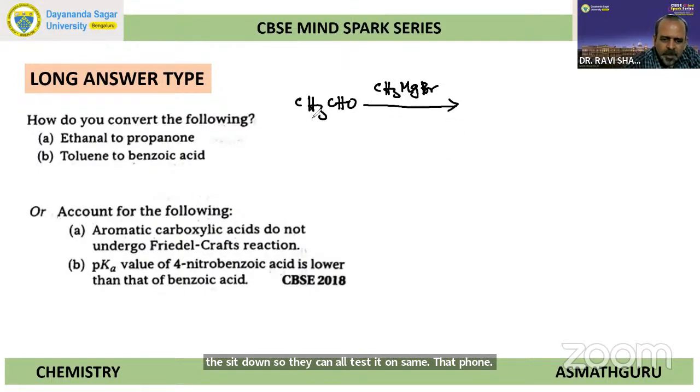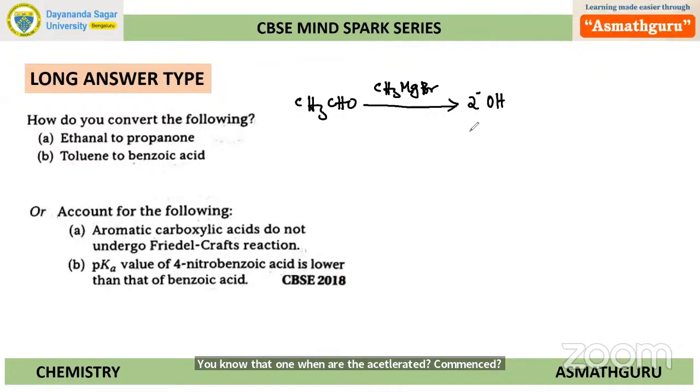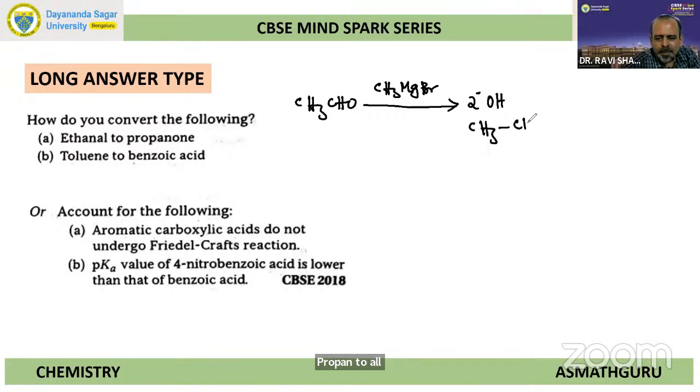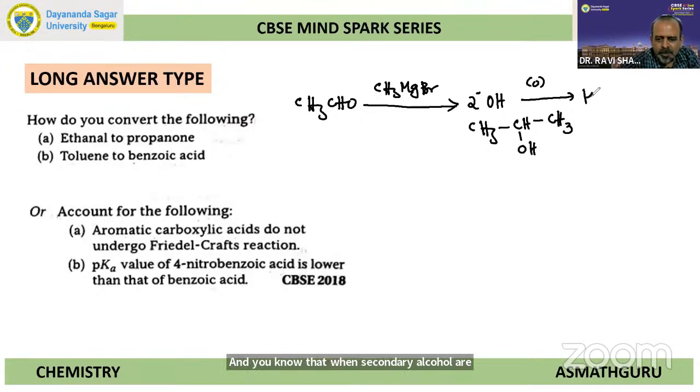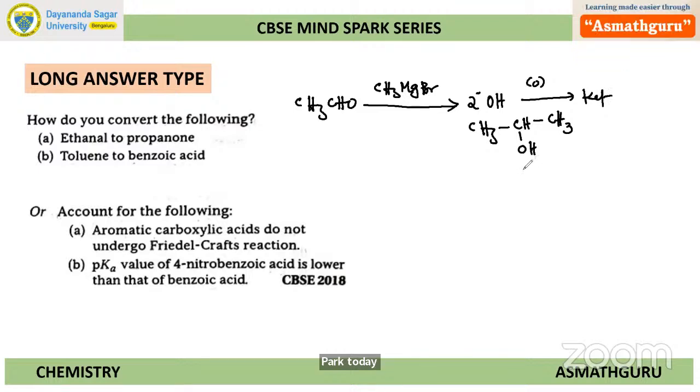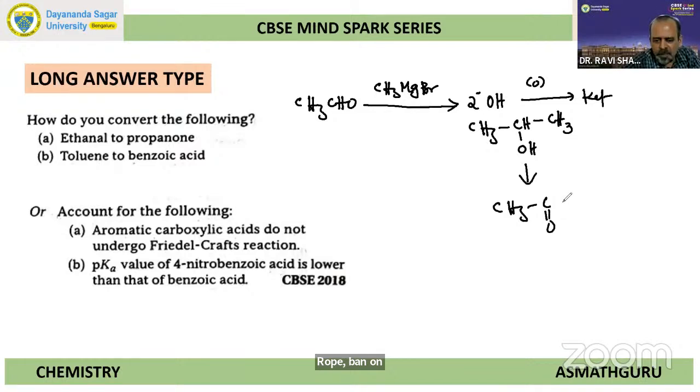You know that when an aldehyde combines with Grignard reagent, it gives you what? Secondary alcohol. Propanol. Very good. You end up getting propanol. And you know that when secondary alcohols are oxidized, you get ketone. Propanone, CH3COCH3. That's it. Done.